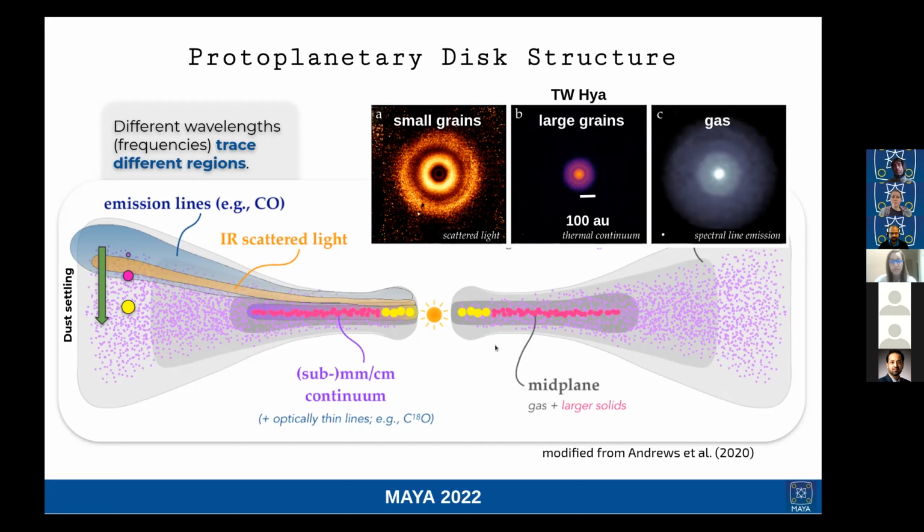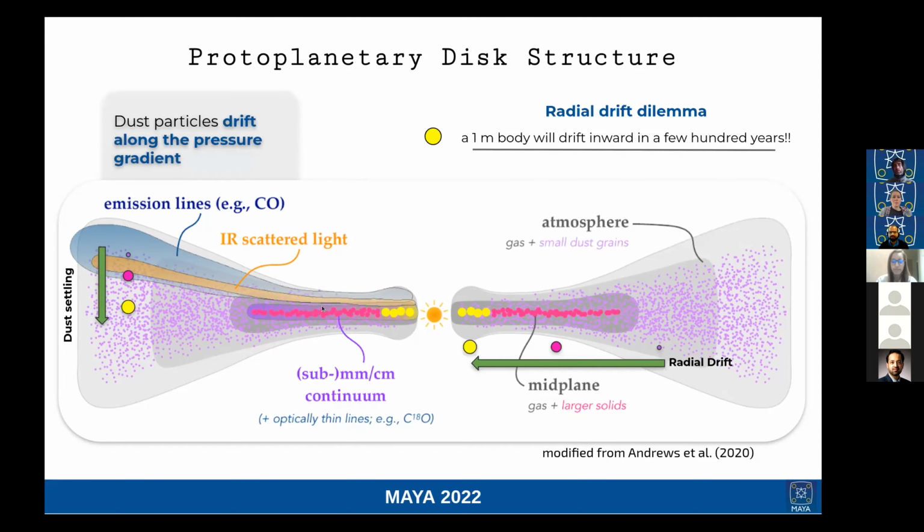So you will have different processes happening at the same time. You will have dust settling, which is just the settling of the small dust to the midplane, where it will start growing. But also you will have the movement of the dust from the outer parts of the disk to the inner parts in the radial direction, what we call the radial drift.